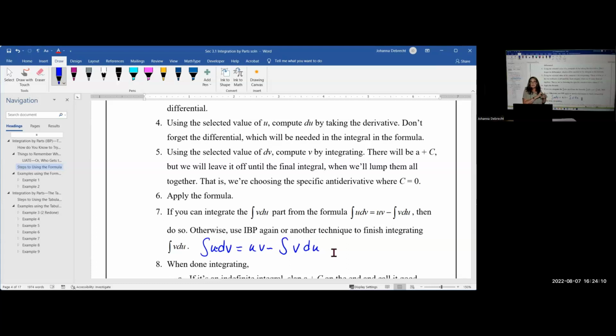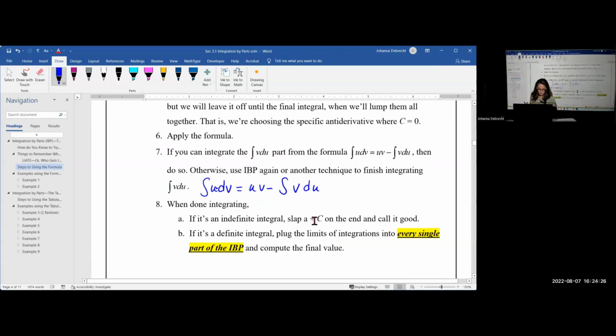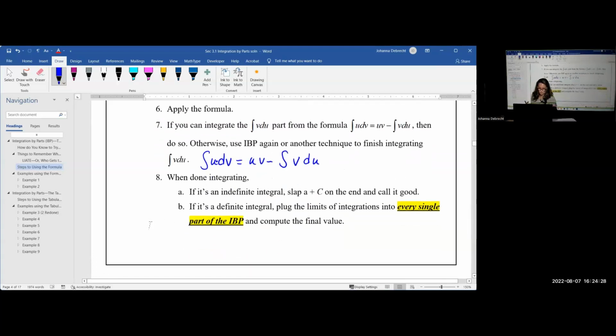In my class, that's like a 0 out of 10 because that's a major conceptual error. So we have u times v minus the integral of v du. That's why we need that differential in du so that we will be able to integrate it. When we're done integrating, if it's a definite integral, we will integrate every single part with the limits of integration. If it's an indefinite integral, then this last integral here will give us a plus c, which we'll slap on the end and call it good, right?